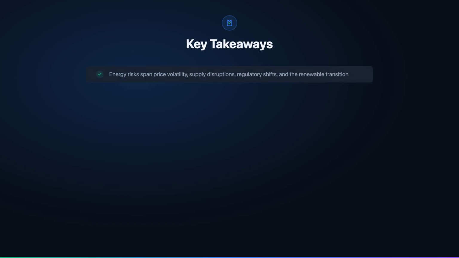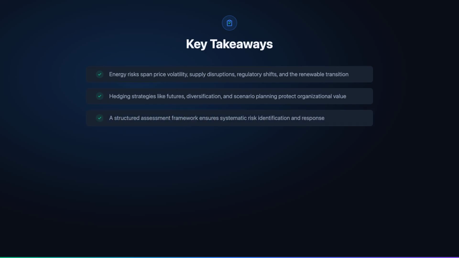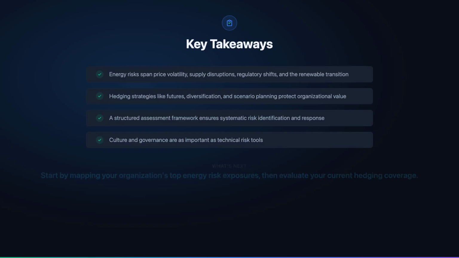Understanding the full spectrum of energy risks is the foundation for effective management. The right hedging tools, applied strategically, shield us from the most damaging market movements. Frameworks turn risk management from ad hoc reactions into a disciplined, repeatable process. Without the right culture, even the best risk management tools will fail to protect the organization.